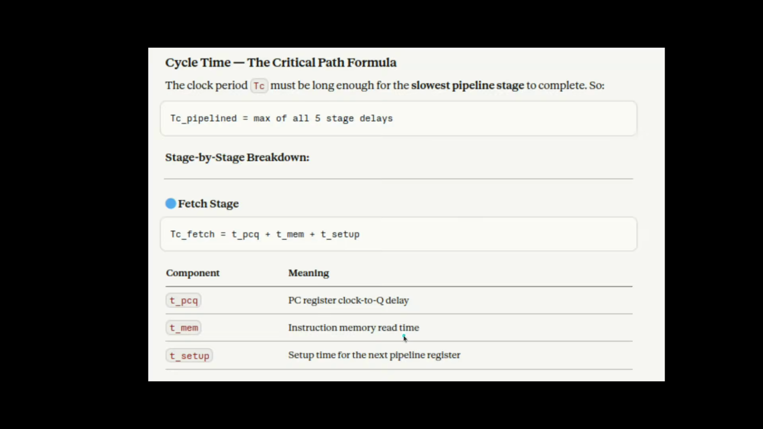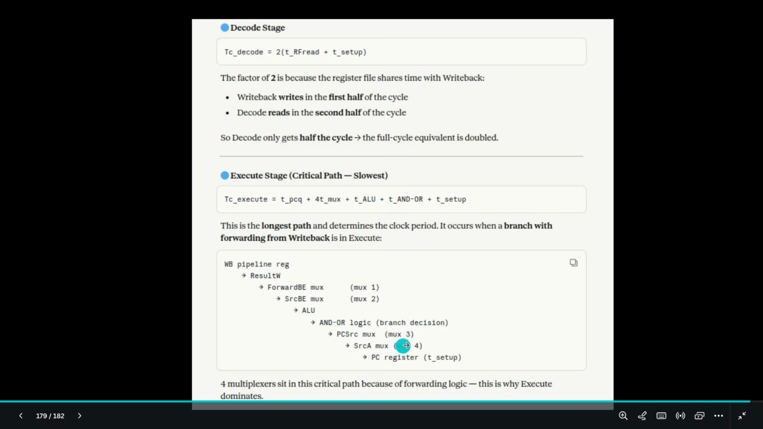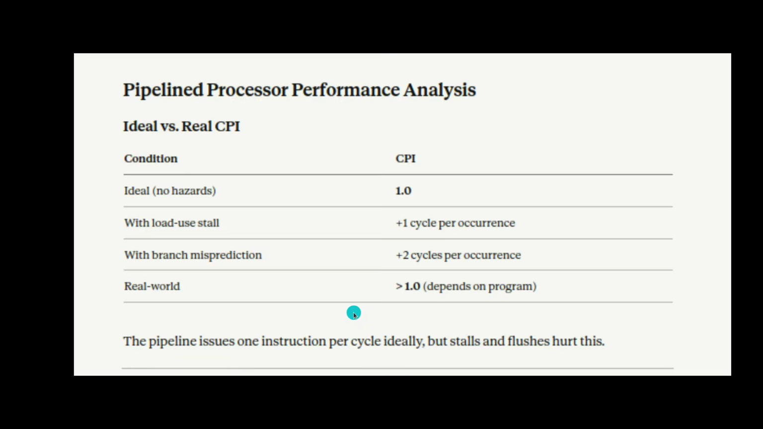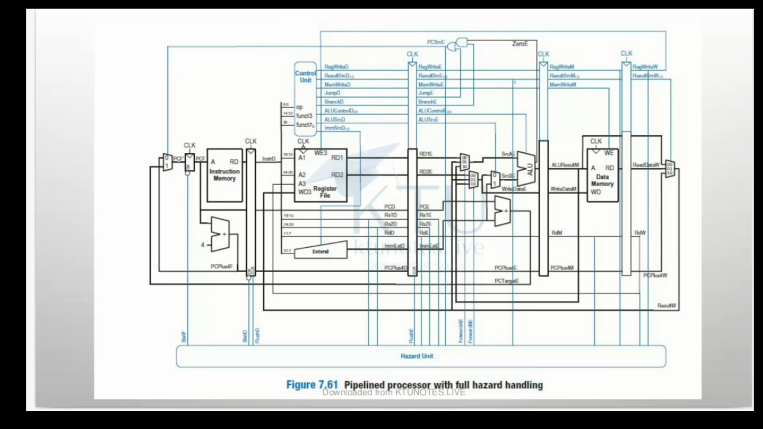mux is also there. If you see here, there is a source A mux, a source B mux, now the forward mux for B, and also a PCSRC mux. The PCSRC mux is for deciding this. It actually depends on the value coming from this ALU. That is for the 4 mux we are basically multiplying here.